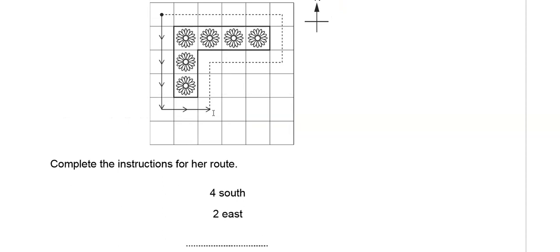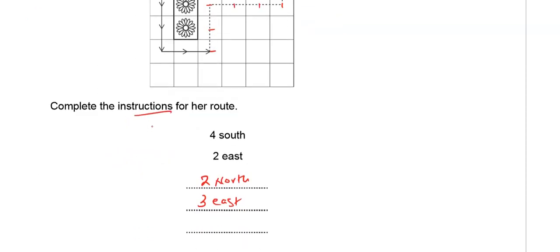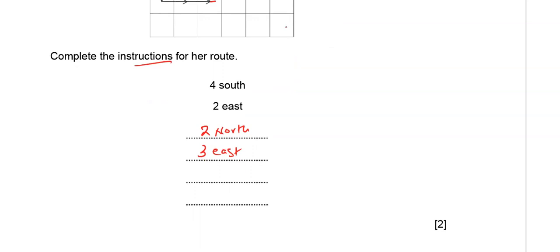Then from here, it's going to be 1, 2. 2 north. So we write 2 north. Then from here to here is 1, 2, 3. So 3 east. We are completing the instructions for Gabriela's route. Then from here, this is going to be 1, 2. 2 north.